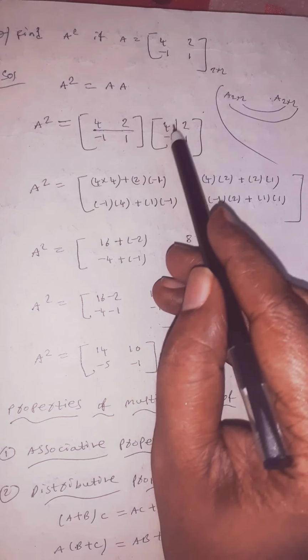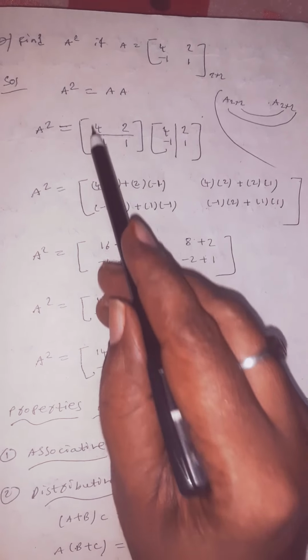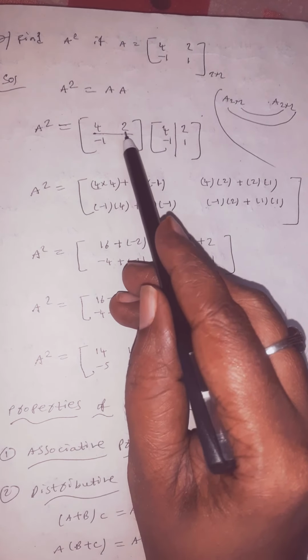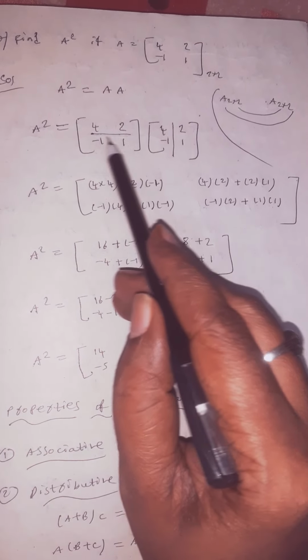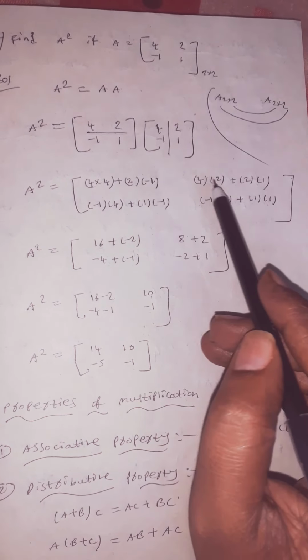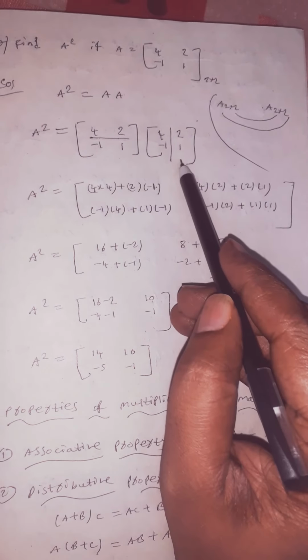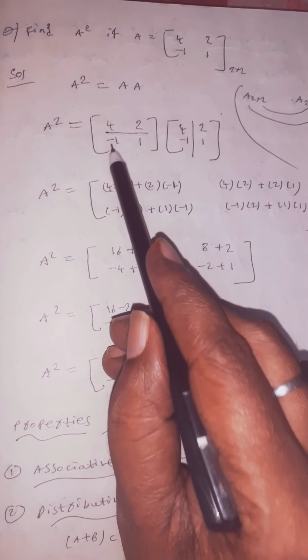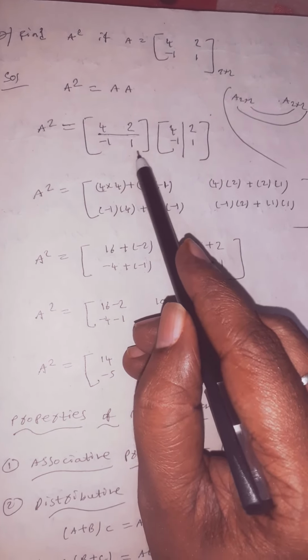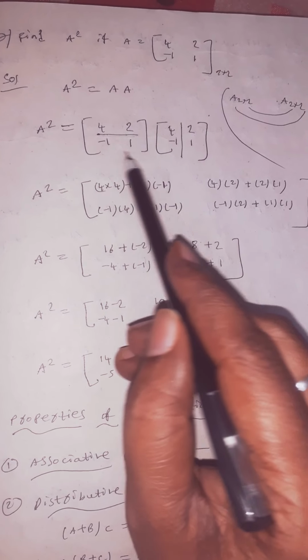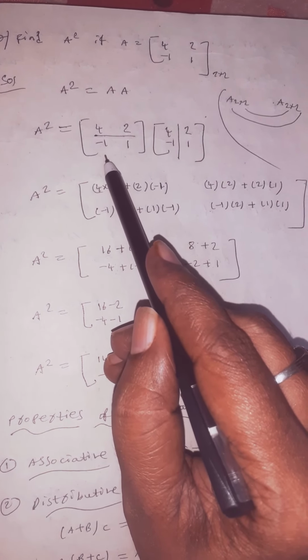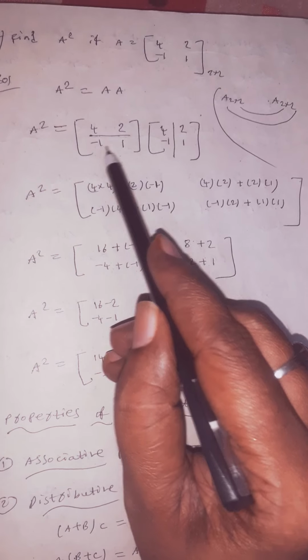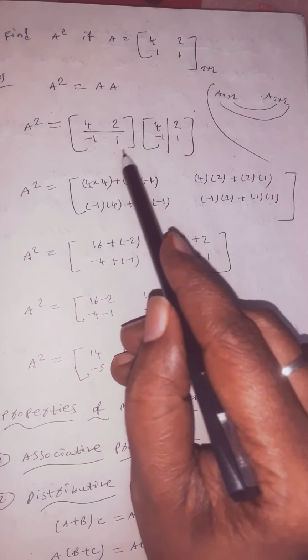So first row, first column you should do: 4 into 4 plus 2 into minus 1. Again first row with second column: 4 into 2 plus 2 into 1. Next, second row with first column: minus 1 into 4 plus 1 into minus 1. Next, second row with second column: so minus 1 into 2 plus 1 into 1.